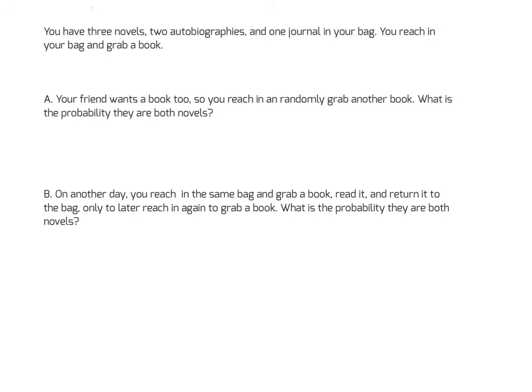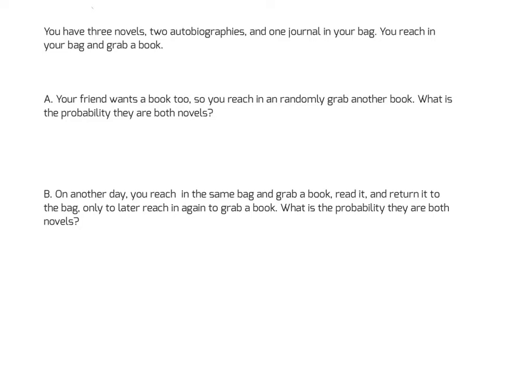So looking at a couple more examples, you have 3 novels, 2 autobiographies, and 1 journal in your bag because you clearly love to read and then you like to write a little bit. You reach into your bag and grab a book. So we have 2 scenarios. The first one, your friend wants a book too, so you reach in and randomly grab another book. What's the probability that they're both novels?